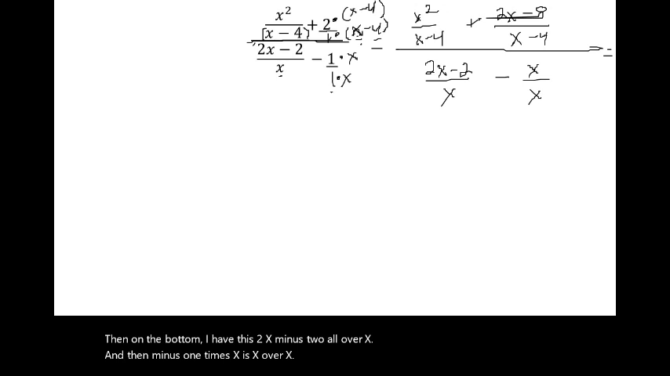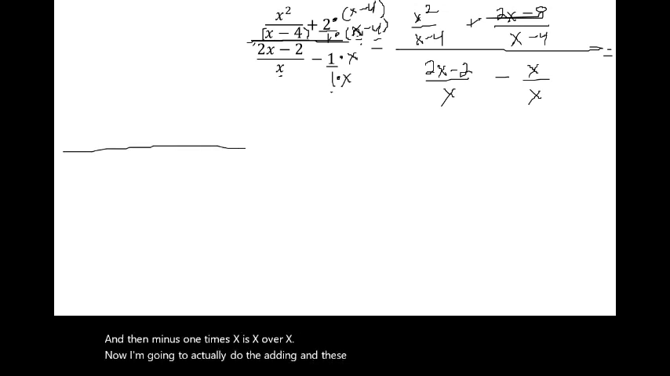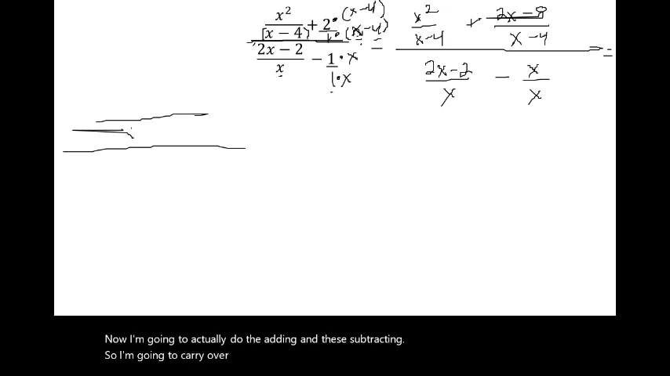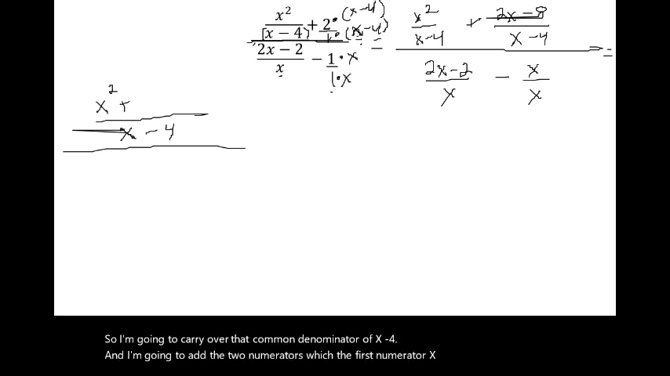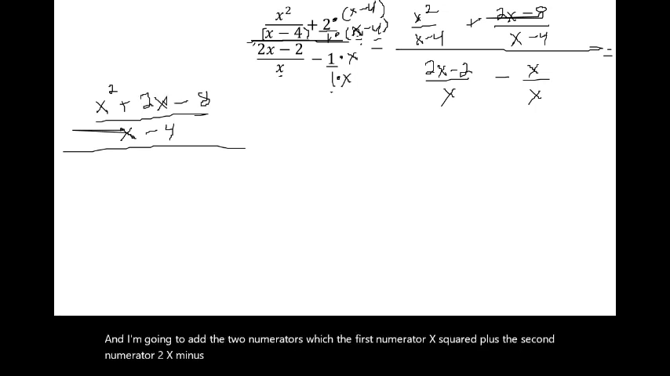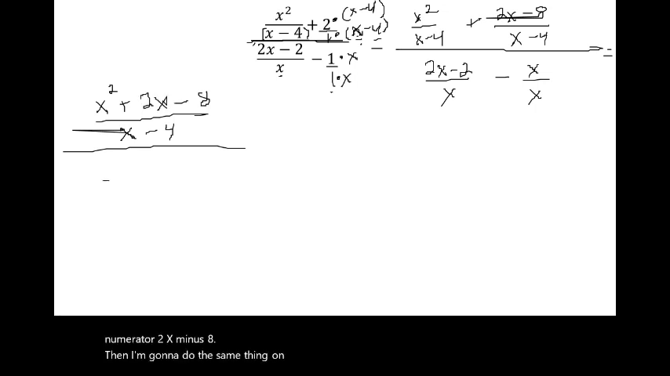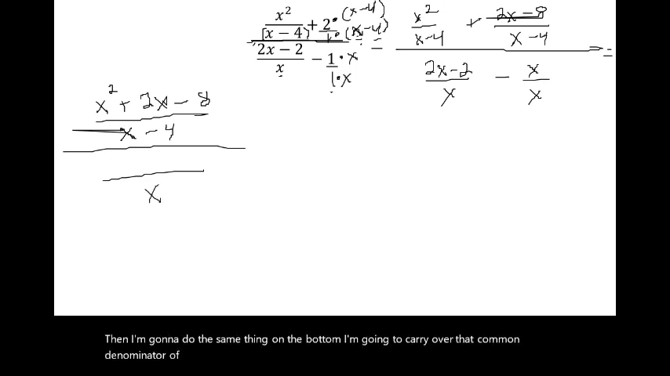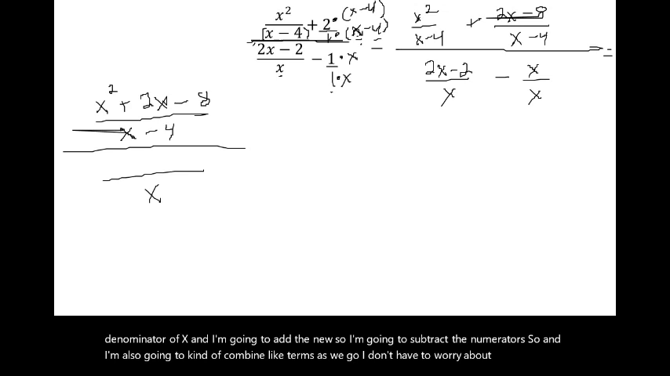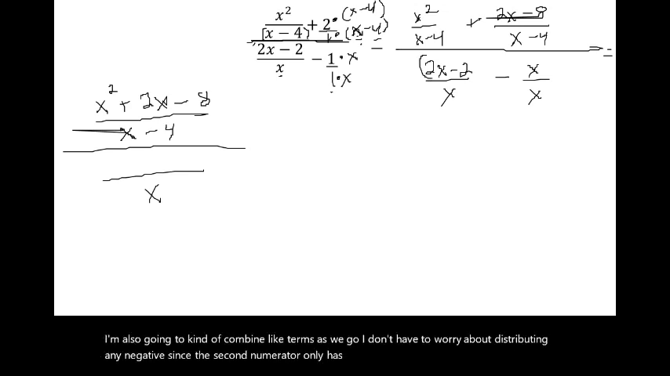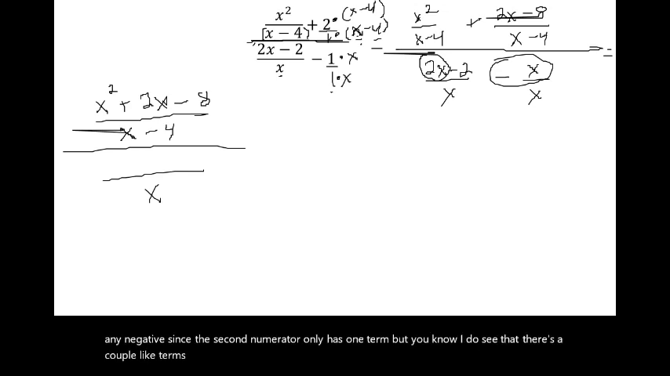Now I'm going to actually do the adding and the subtracting. So I'm going to carry over that common denominator of x minus 4, and I'm going to add the two numerators: the first numerator, x squared, plus the second numerator, 2x minus 8. Then I'm going to do the same thing on the bottom. I'm going to carry over that common denominator of x, and I'm going to subtract the numerators. And I'm also going to combine like terms as we go. I don't have to worry about distributing any negatives since the second numerator only has one term. But I do see that there's a couple like terms there. So 2x minus x is going to give us x minus 2.